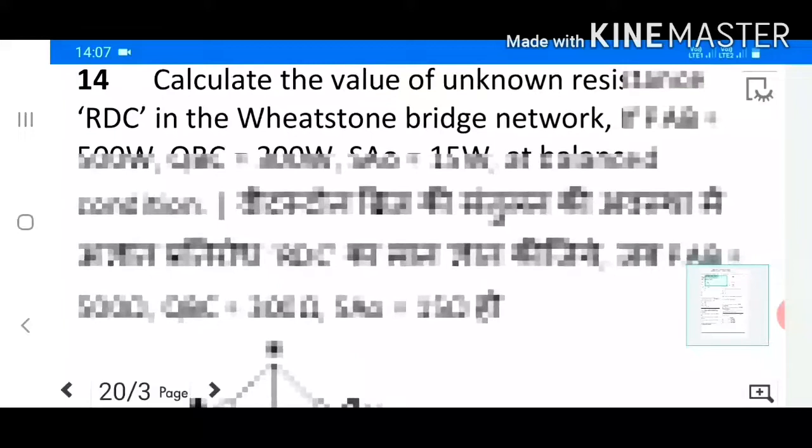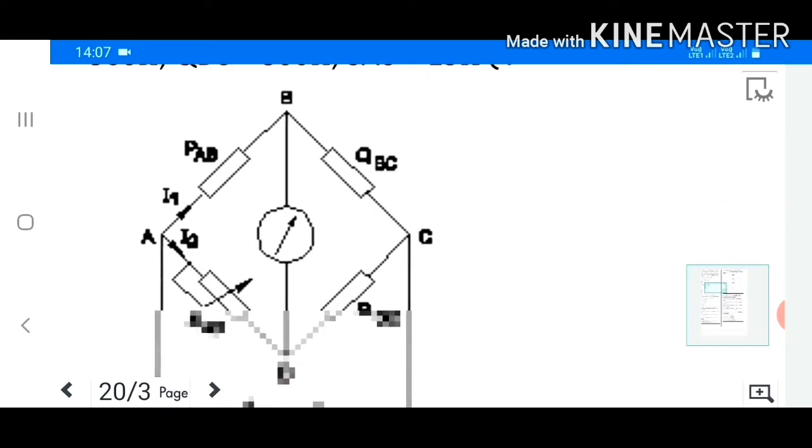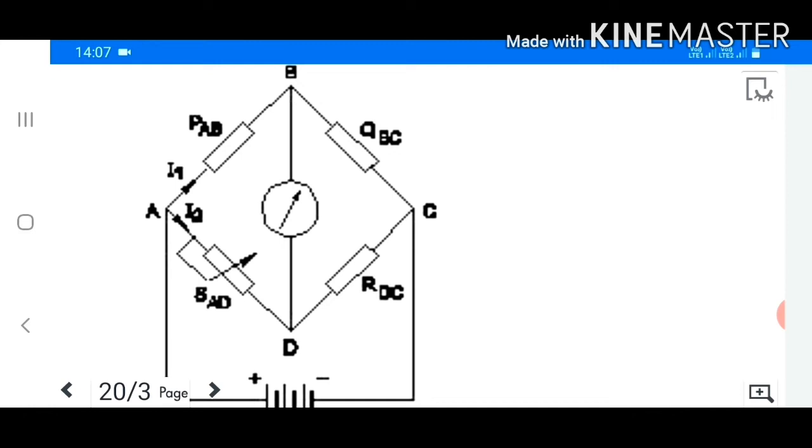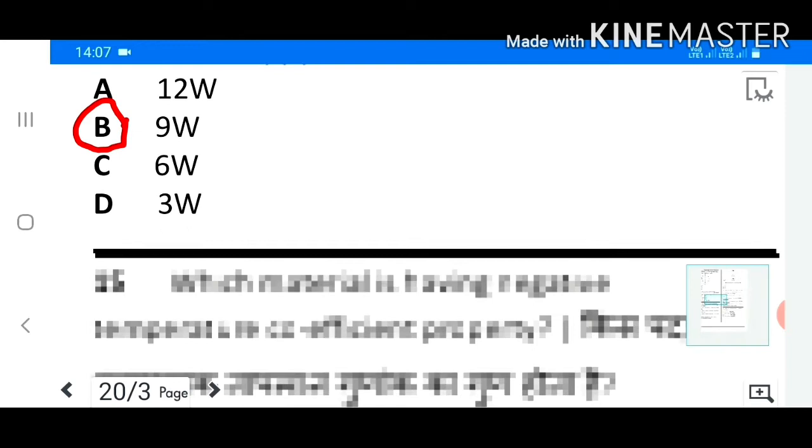14. Calculate the value of unknown resistance or DC in the Wheatstone bridge network if VAB equal to 500 watt, QBC equal to 300 watt, SA0 equal to 15 watt at balanced condition. Answer B, 9 watt.